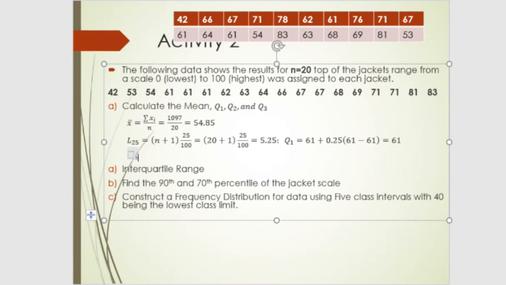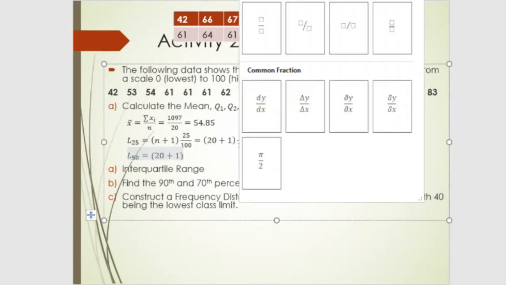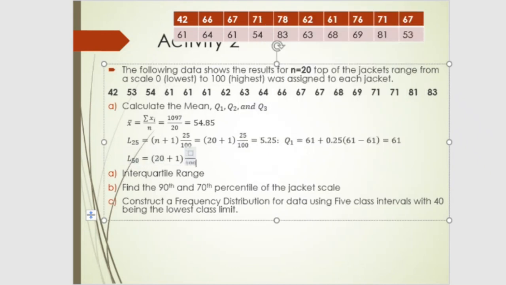So Q2, which is the median. Let's first find the location of the median. By now you know the formula: 20 plus 1, times 50 over 100. Instead of 25 it will be 50. The answer is 10.5. Yes, I also got the same.